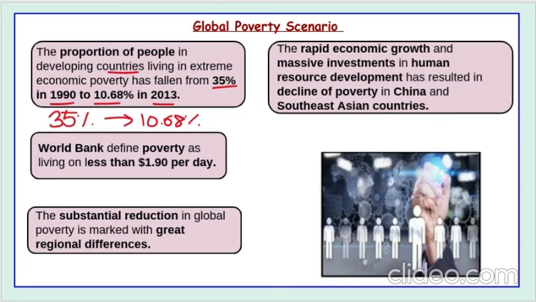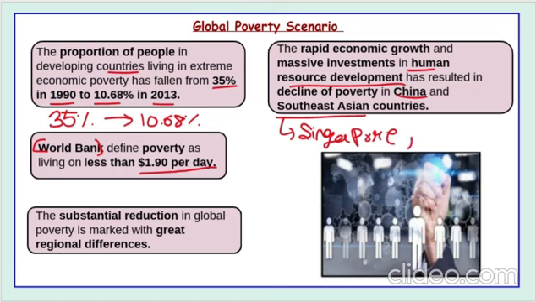The World Bank defined poverty as living on less than $1.98 per day. Rapid economic growth and massive investments in human resource development, HRD, have resulted in the decline of poverty in China and the Southeast Asian countries also. Singapore is a Southeast Asian country, along with Malaysia also.